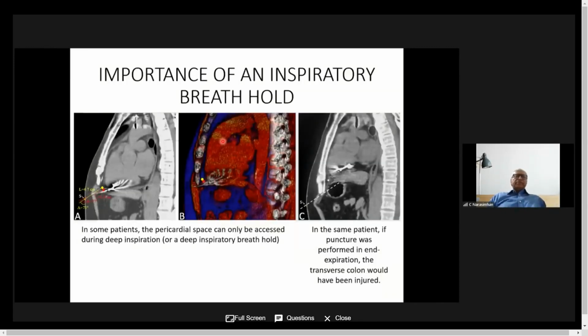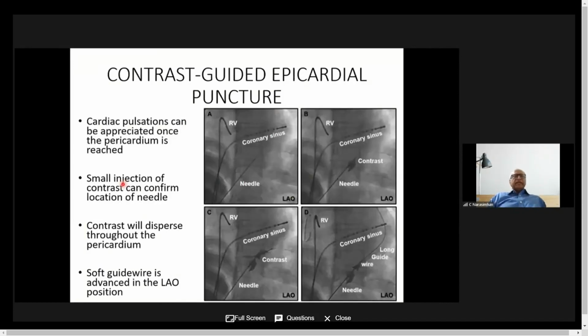So it's important to have a deep inspiratory breath hold. For example, in this patient, you can see the transverse colon. If it was done in end expiration, you would go through the colon. Whereas with end inspiration, you find that the diaphragm comes down and the colon gets pushed out. So if the patient is fully anesthetized, ask the anesthetist to give a deep inflation of the lung so that the diaphragm comes down and you can safely access the epicardial space.